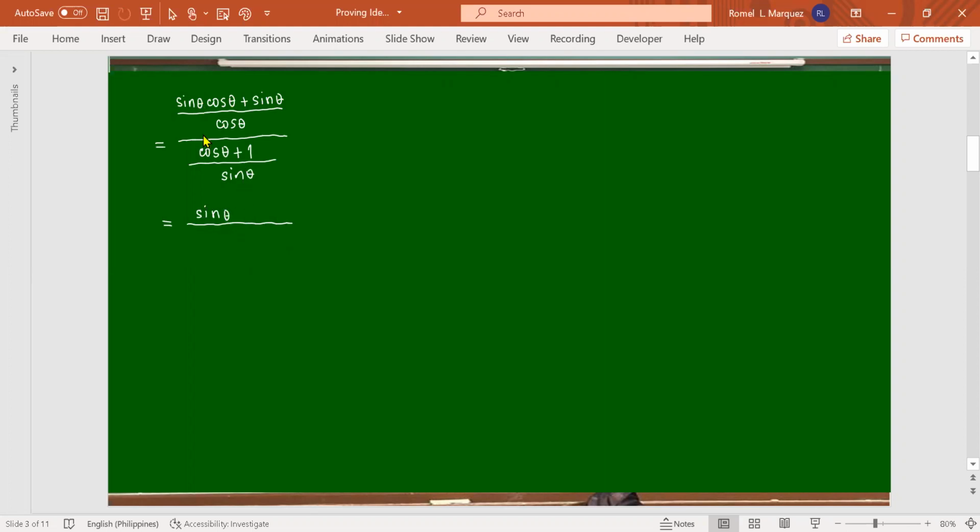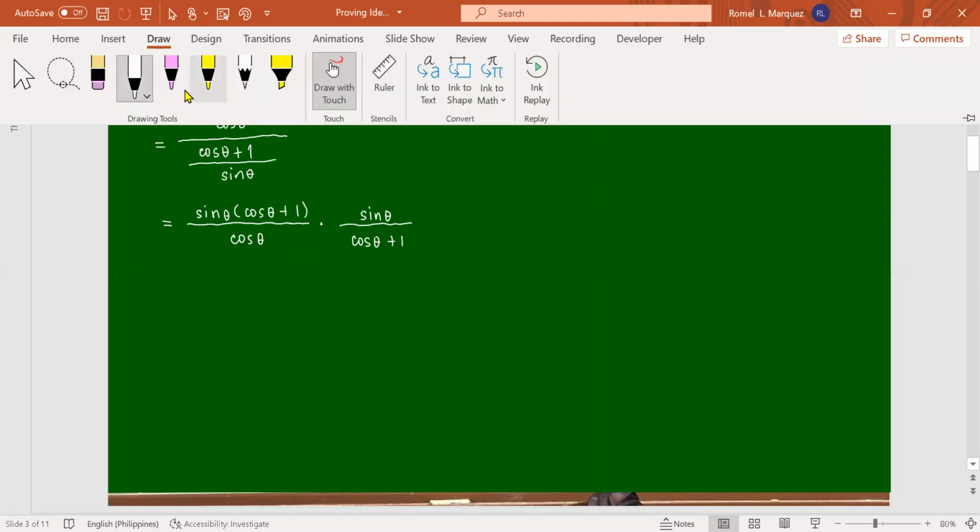Okay? And let's factor this at the same time. Cosine theta plus 1. And then over cosine theta. Okay, guys? So what did I do with the numerator of this complex fraction? I factored out sine theta, giving sine theta and then the other factor, cosine theta plus 1. Then all over this cosine theta. And we multiply this by the reciprocal of this denominator. So the reciprocal is sine theta over cosine theta plus 1.